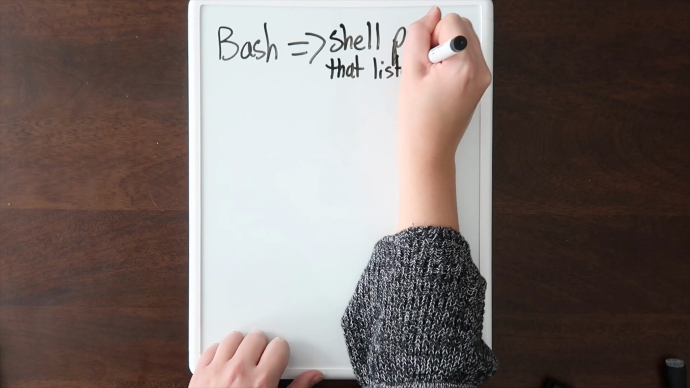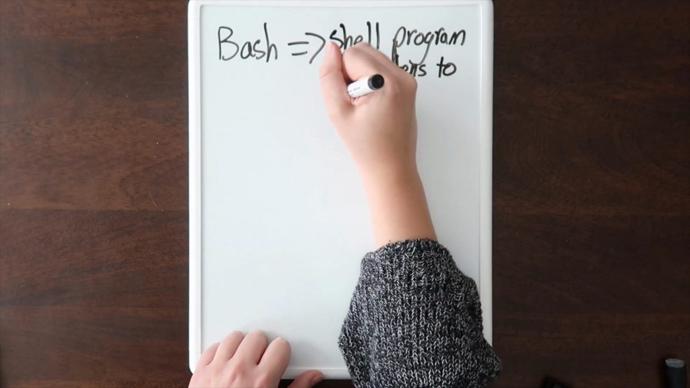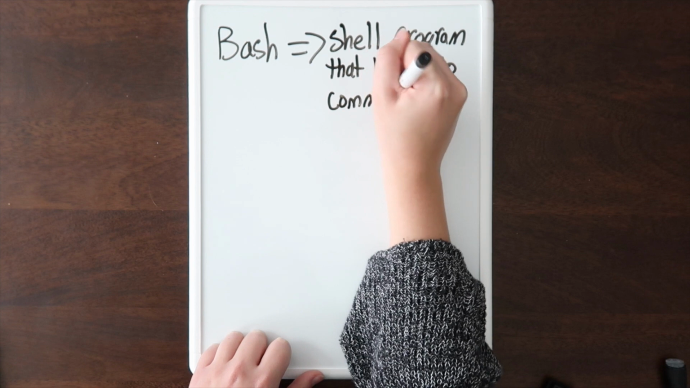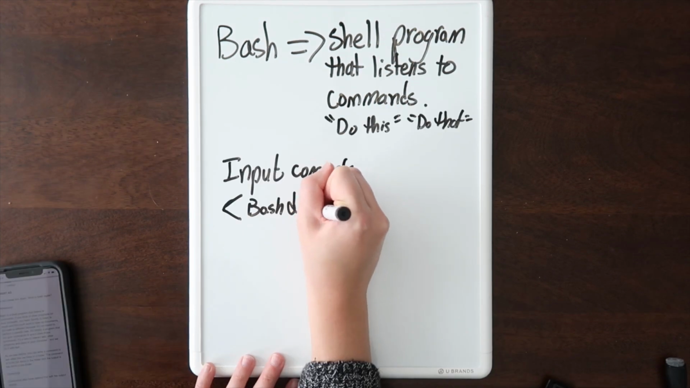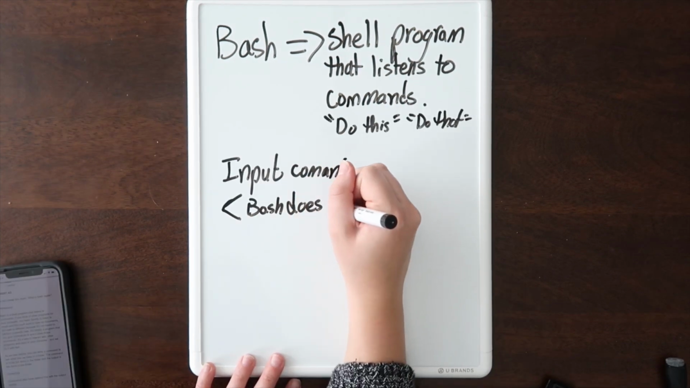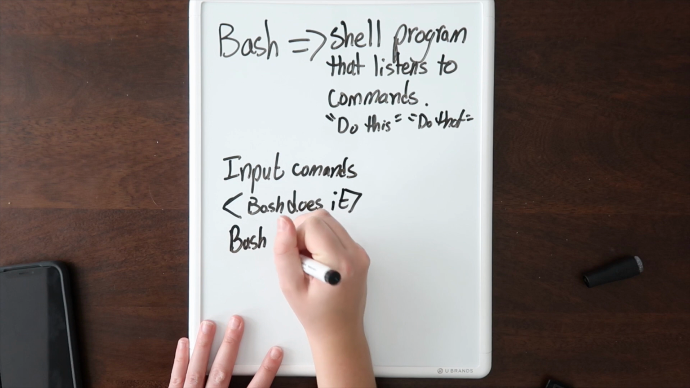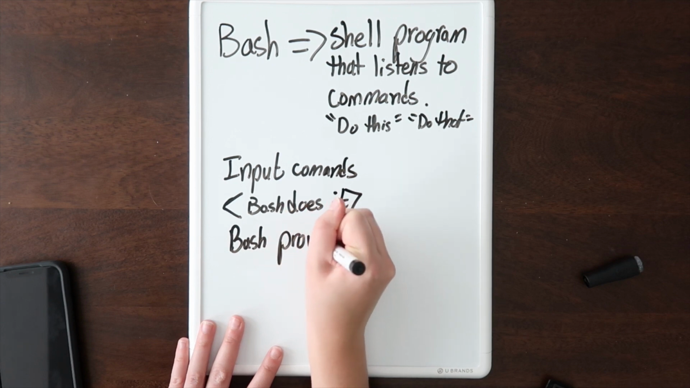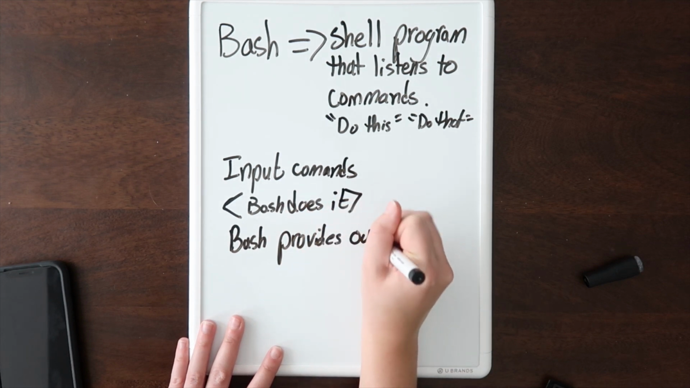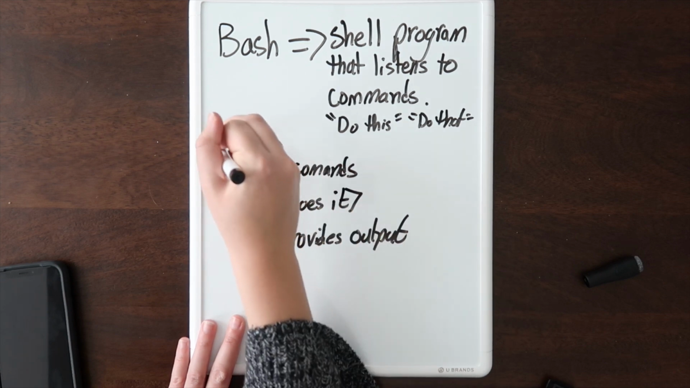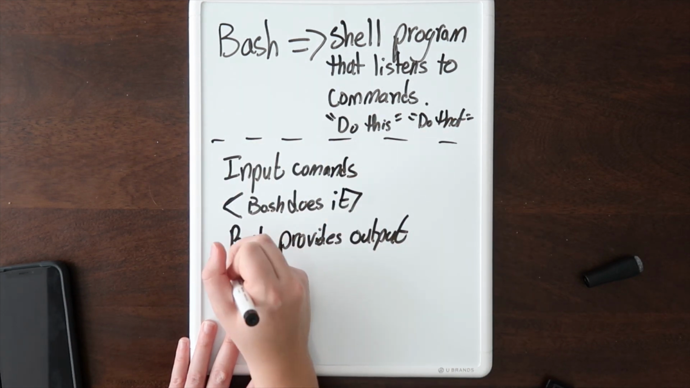So let's break this down. What is Bash again? Bash is a shell program that listens to commands. If you think of other programs on your computer, you have Spotify to listen to music and Microsoft Word to type up documents, but Bash is different because it's not meant to perform a specific task. It's simply a program that you give commands to, and it does those commands. It's a way to interact with other programs and parts of your computer, and we do it with text.